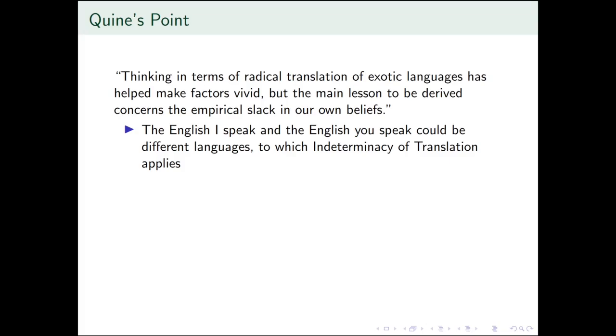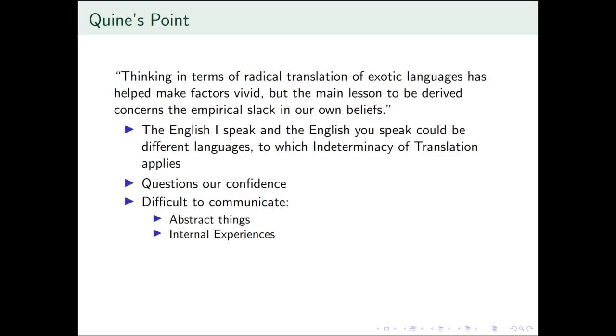In particular, one might consider the version of English I speak and the version of English you speak as different languages and apply the indeterminacy of translation argument to them to discover that when I say something, I can't be fully confident that you will understand it to mean what I intended. It seems like Quine's goal is to call into question the confidence, the certainty that we have that when we use certain words, everyone agrees on what they mean, particularly when we use words that we can't build consensus on by pointing to physical objects, including words that are important to philosophers like meaning or necessity.